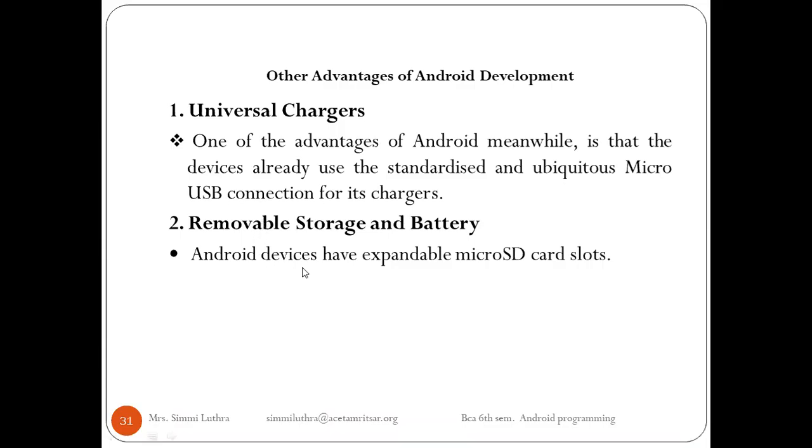Next advantage is removable storage and battery. Okay, if we compare Android storage and battery with iPhone, increasing memory capacity in an iPhone or iPad requires a costly upgrade. However, in the comparison of the pros and cons of iPhone versus Android, many Android devices have expandable micro SD card slot. And Android batteries are also removable. You can remove Android batteries easily, allowing for replacement of just the battery and not the entire phone. So this is the second advantage of Android.